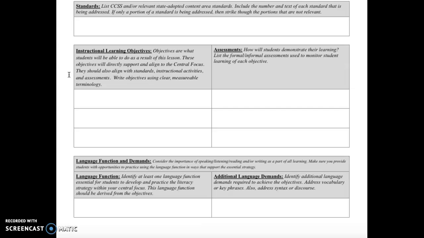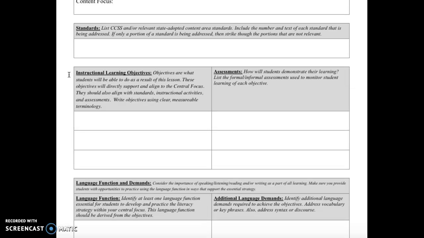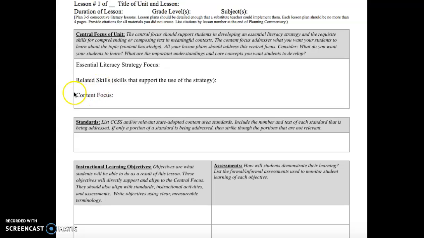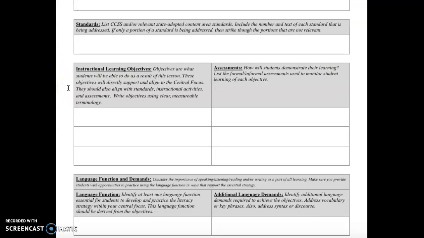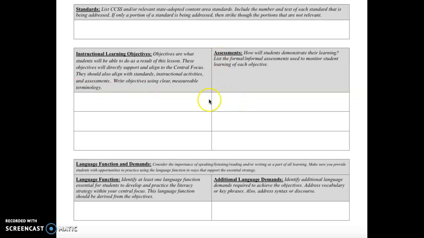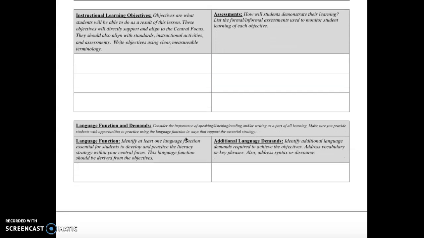So instructional learning objectives, what students will be able to do as a result of this lesson, and these should align with the central focus, so we don't want to get off topic. We want the central focus to remain the focus throughout. And the assessments, how will you assess each of these? Will it be informal? Is it a thumbs up, thumbs down? Is it formal? Are they turning in something to show that they have accomplished this objective?